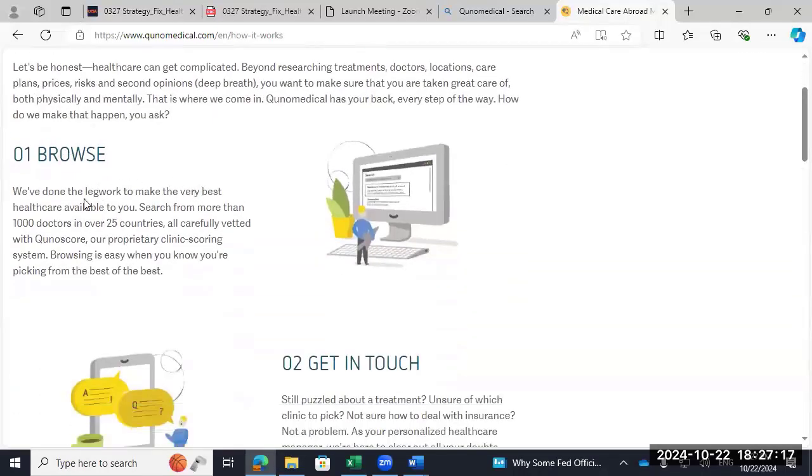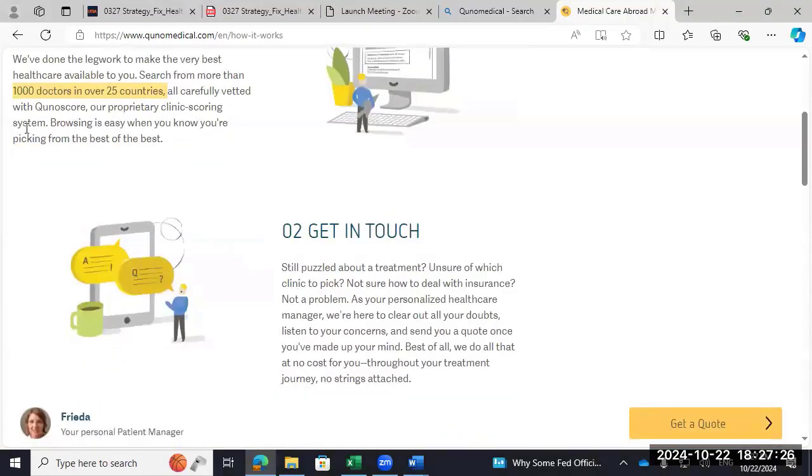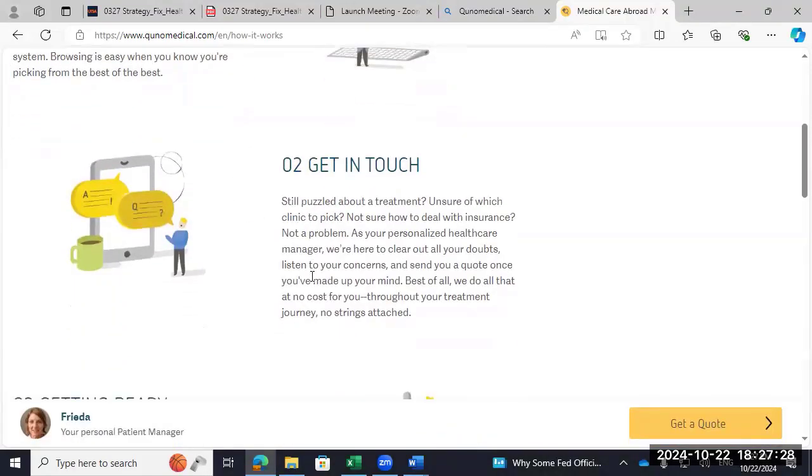We've done all the legwork to make it very best healthcare available to you. Search for more than 1,000 doctors. All carefully vetted. Our priority clinic scoring system.